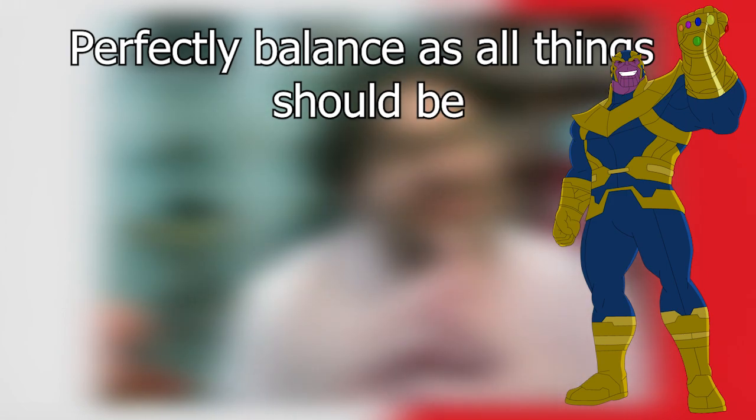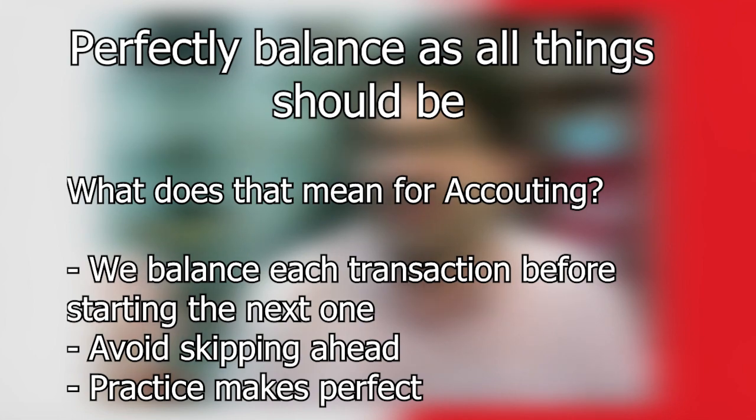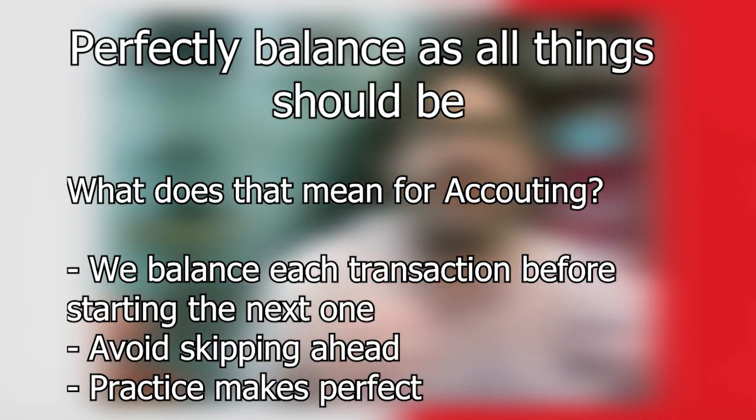So back on to that quote. "Perfectly balanced as all things should be." That quote was amazingly by Thanos, who was trying to balance the universe. And I feel like for accounting, we're trying to balance the books, and we don't move on until we've balanced the previous transaction. And I think that's a good mindset you need to get yourself into. Balance the book, balance that transaction, and then move on.